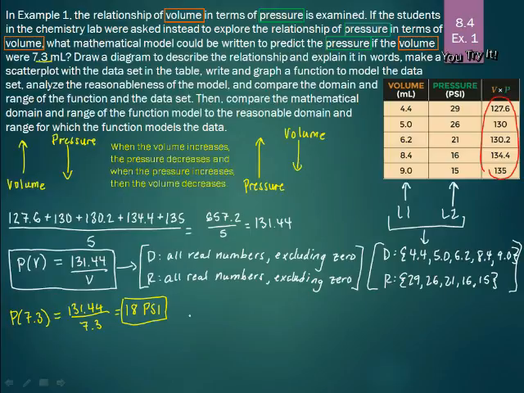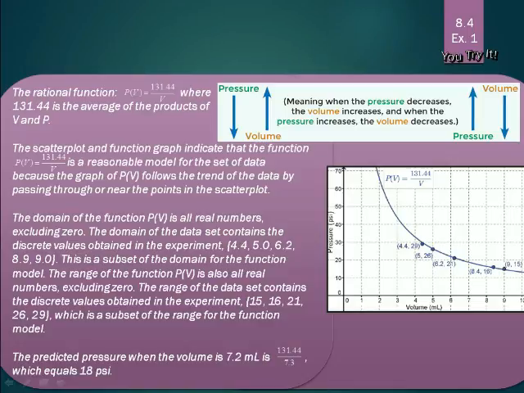We've covered all of the different questions, and so let's go ahead and summarize. The rational function P of V equals 131 and 44 hundredths divided by V, where 131 and 44 hundredths is the average of the products of V and P. The scatterplot and function graph indicate that the function P of V equals 131 and 44 hundredths divided by V is a reasonable model for the set of data because the graph of P of V follows the trend of the data by passing through or near the points in the scatterplot.